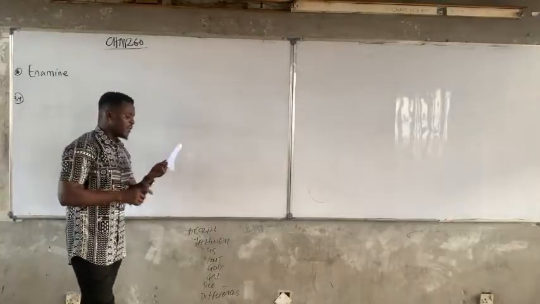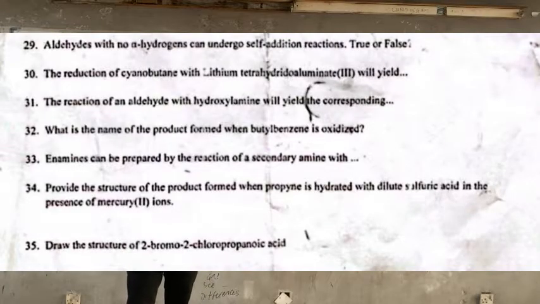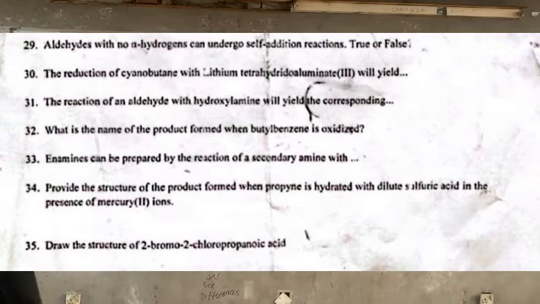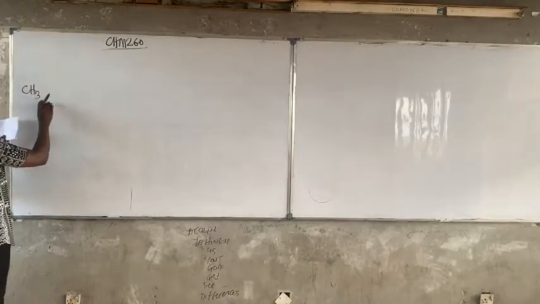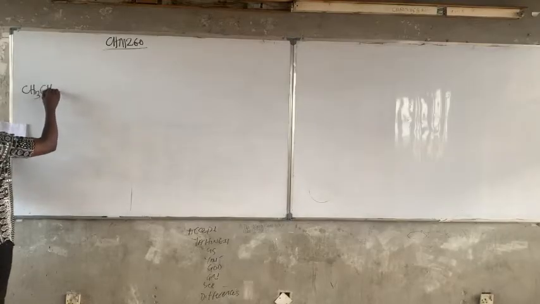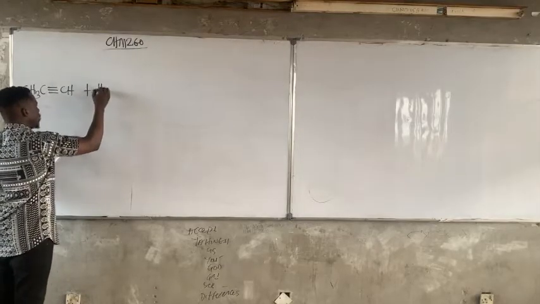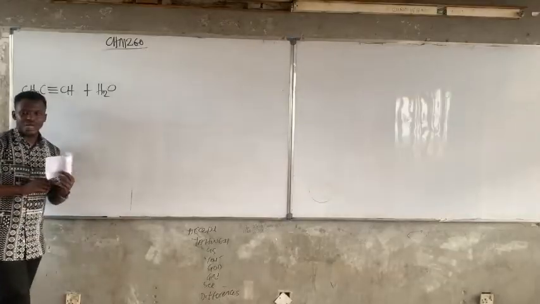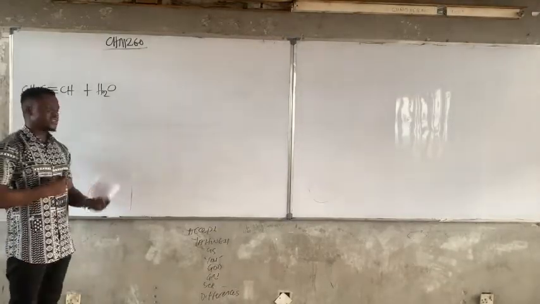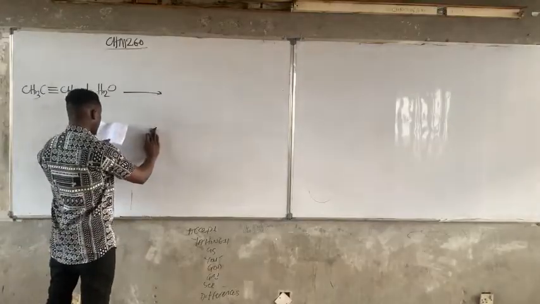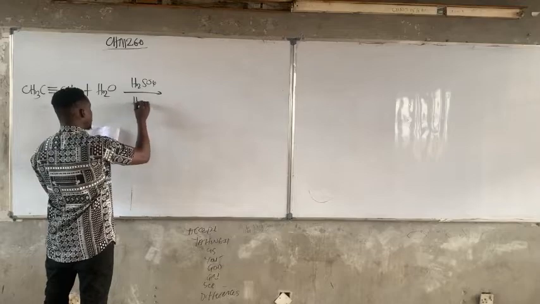Alright, question 4 says provide the structure of the products formed when propyne is hydrated with sulfuric acid in the presence of mercury 2 ion. Now, this particular reaction is under reactions of alkynes, addition of water. So when we have propyne, this is CH3, C triple bond CH. Hydrated means you react with water. They are supposed to tell us when alkynes react with water, but they are being very illogical. Hydrated means reaction with water in the presence of dilute sulfuric acid, H2SO4, and mercury 2 ion.